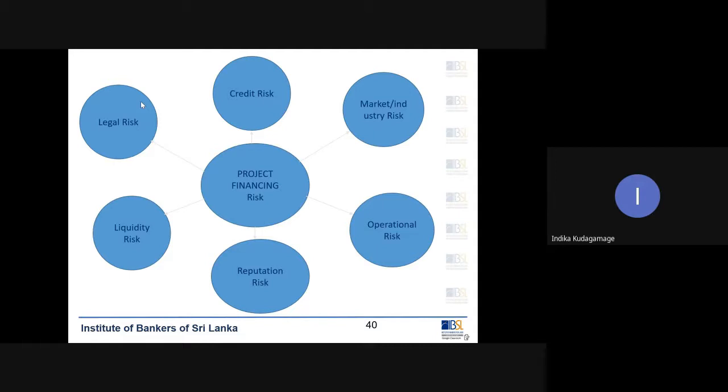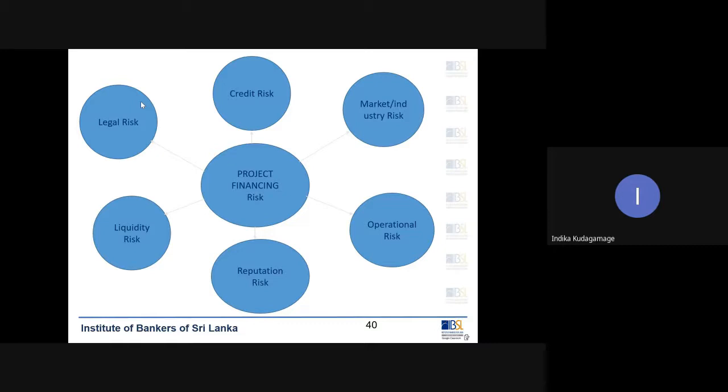Then liquidity, the ability to get cash. Everything is fine, but your cash flows are very tight, then it is liquidity risk. Then the legal risk. Is there anything illegal happening, or can there be legal changes in the country which will affect this project? Like that, we have different risks when we are looking at a project.